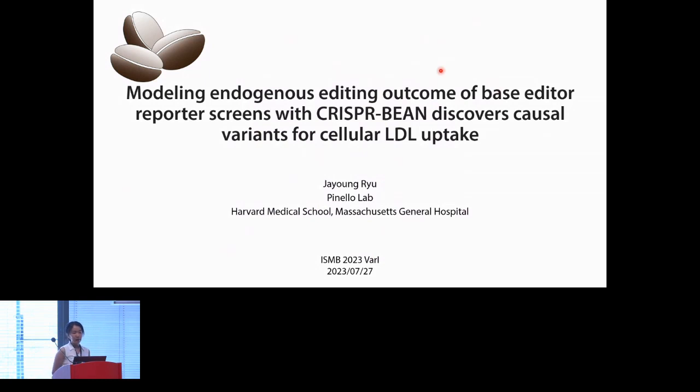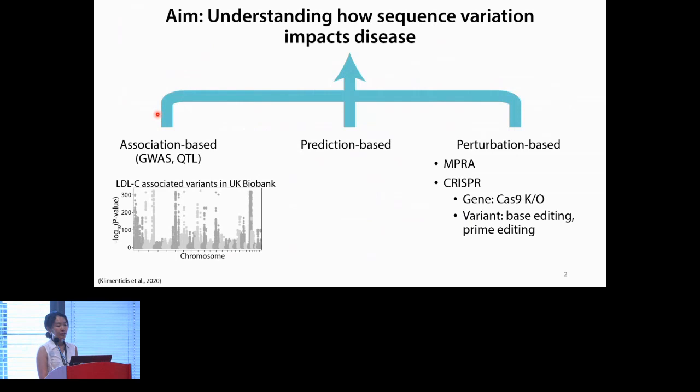So the question in our mind in genetics is to better understand how sequence variation impacts disease or various human phenotype. And there are three main approaches that we can tackle this shared question. First, association-based method, including GWAS and QTL studies, and prediction-based method, which were very nicely presented by the previous talk, and the perturbation-based method.